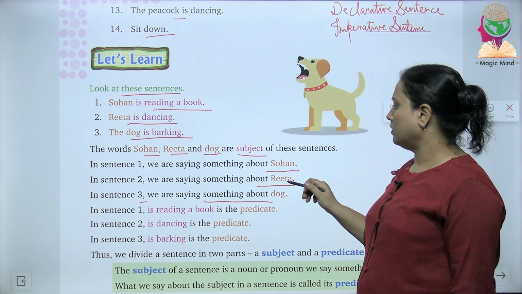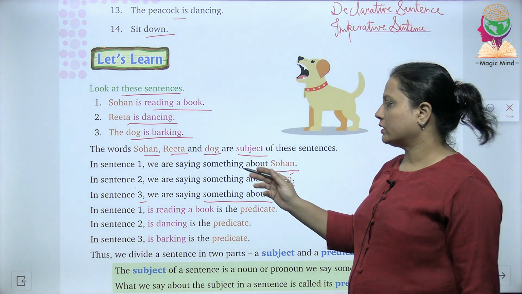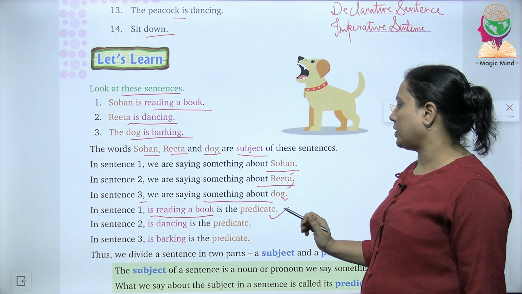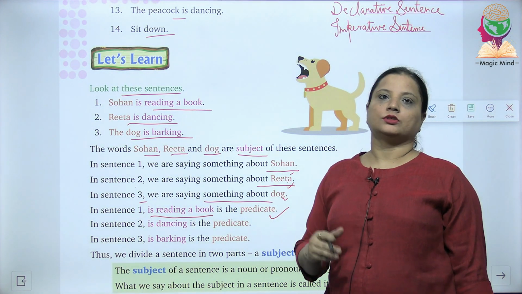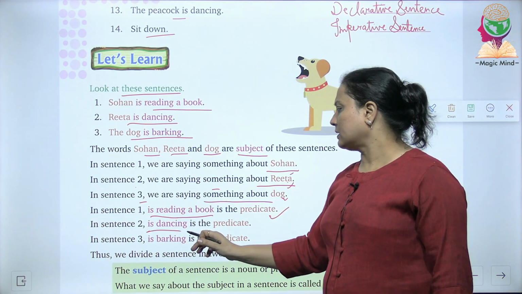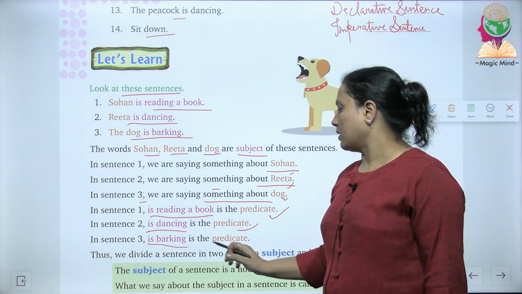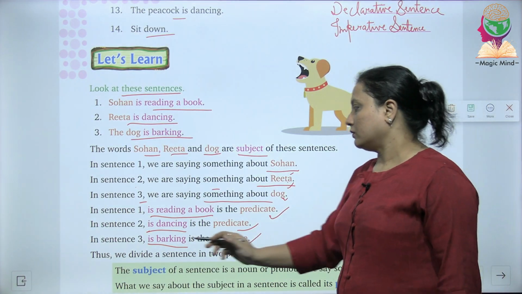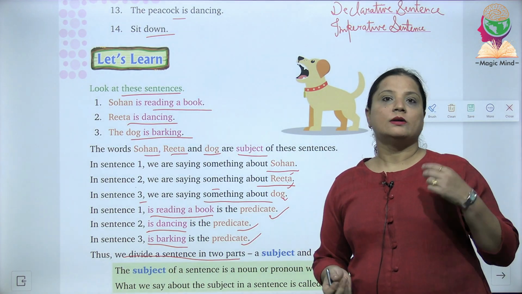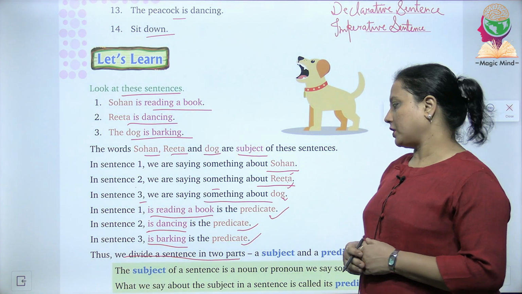So hence Sohan, Rita and dog, they all three are known as the subject of the sentence. In sentence 1, is reading a book is the predicate. The leftover part, that is the action word of the sentence, is known as the predicate. In sentence 2, is dancing is again the predicate, and in sentence 3, is barking is the predicate. Thus, we divide a sentence into two parts. The first one is known as the subject and the second one is known as the predicate.